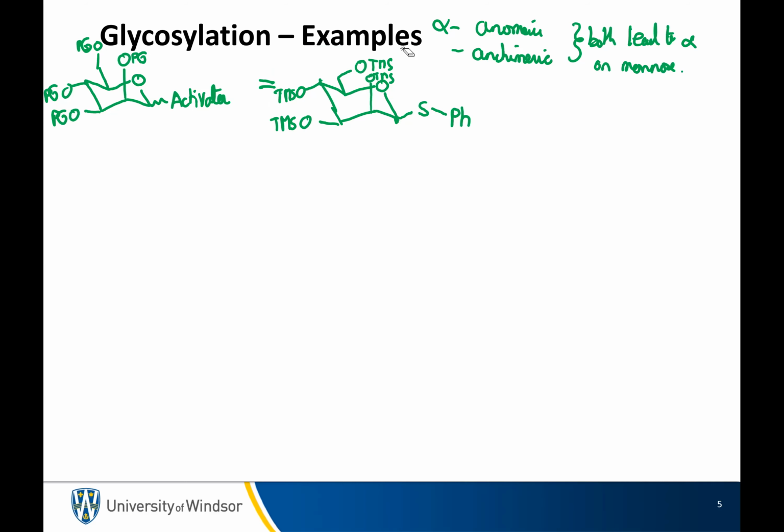I don't love the TMS group because almost everything that activates the sulfide, you need a little bit of triflic acid. You can do it with IDCP. But if you use a little bit of triflic acid, your TMS group is going to fall off. So if we want to go with the silicon protecting group, I'd go with TES. It's just a bit more stable.